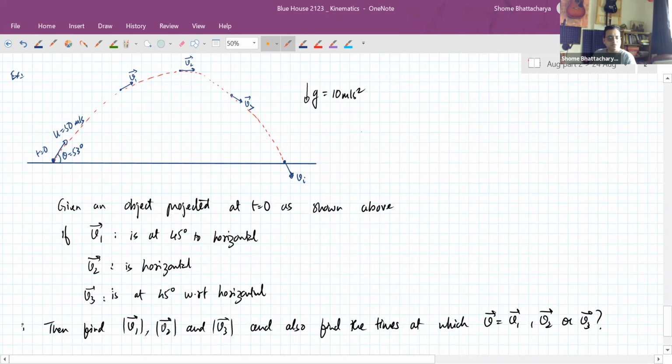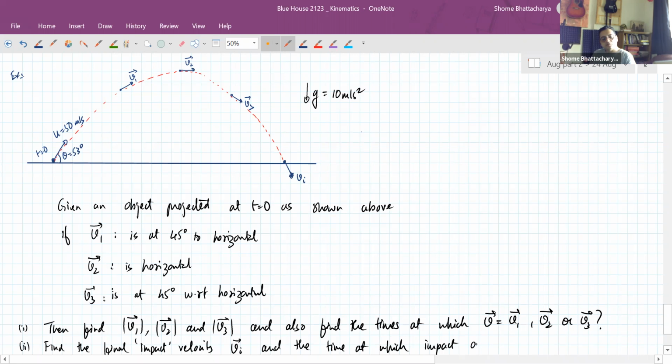So that's the first thing. And second thing, find the final impact velocity, Vi, and the time at which impact with the ground occurs. This is the final impact.